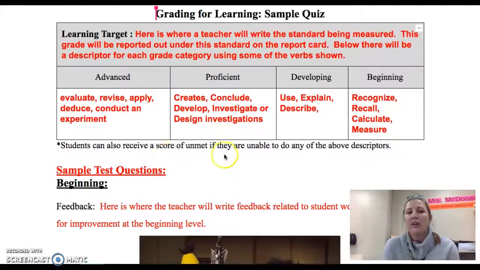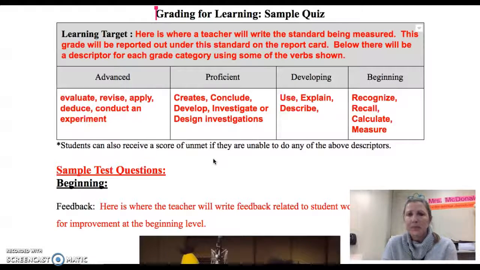There's a little star down here that says students can also receive a score of unmet. That's like a 0, or back in my day would be like an F, if they haven't met the standard at this point. This sometimes happens to students if they have to make corrections. So if you ever see a score of unmet, it can be fixed. It's just the start of a conversation between us and our students to kind of work out what their grade should be.